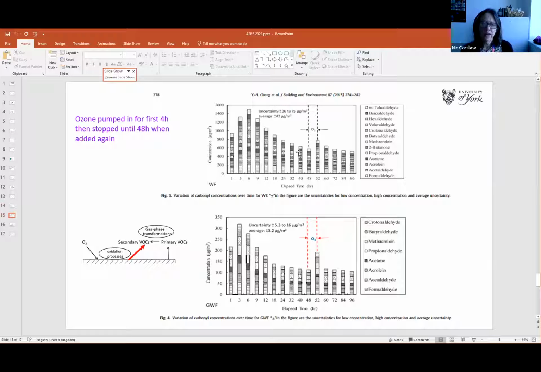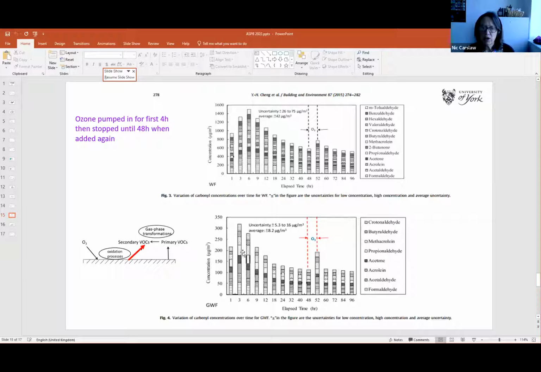So what we have here is the traditional materials at the top, and we're looking at wooden flooring in this example. And at the bottom, we have the green wooden flooring. And what they did was they pumped in ozone for the first 4 hours of this experiment to see if they could initiate that secondary chemistry. Then they turned the ozone off. And then at 48 hours, they turned the ozone on again.